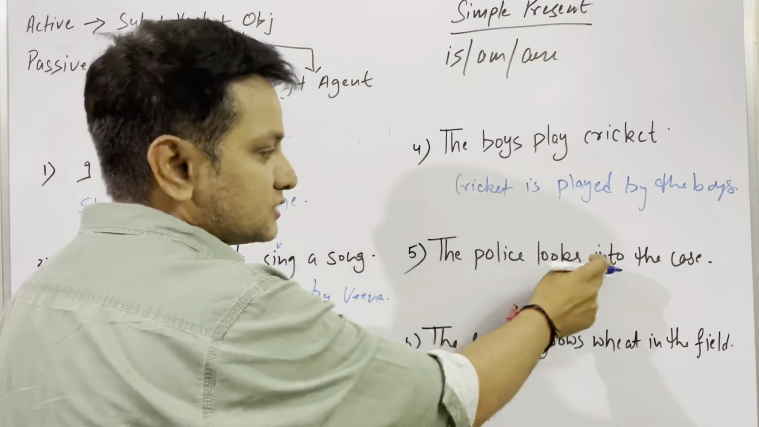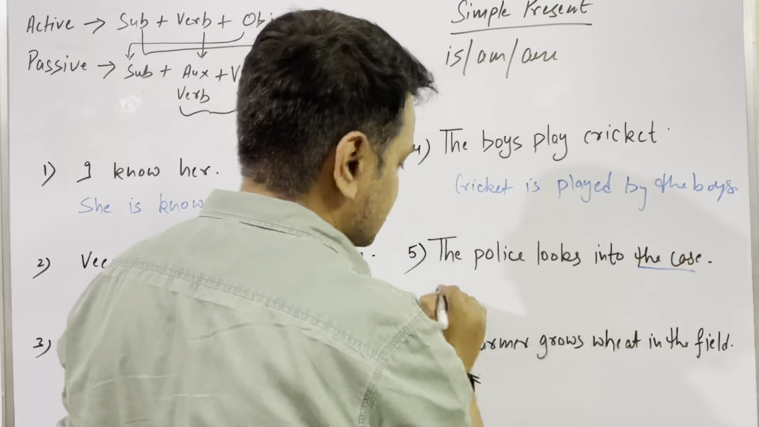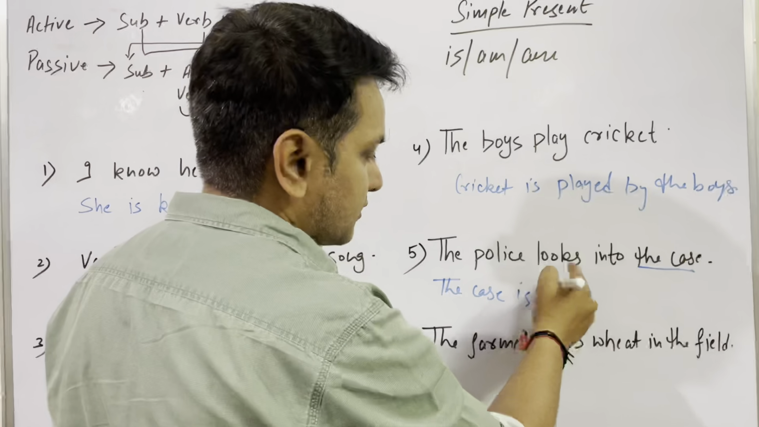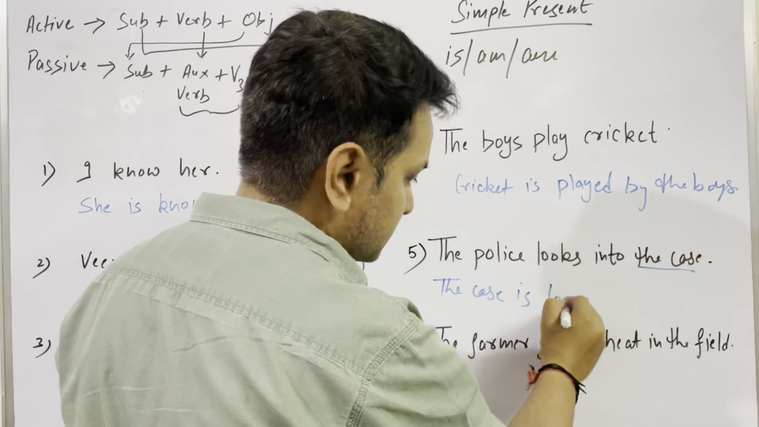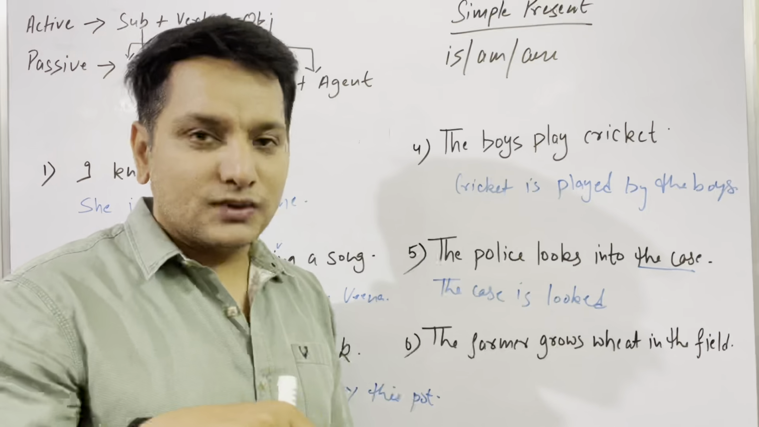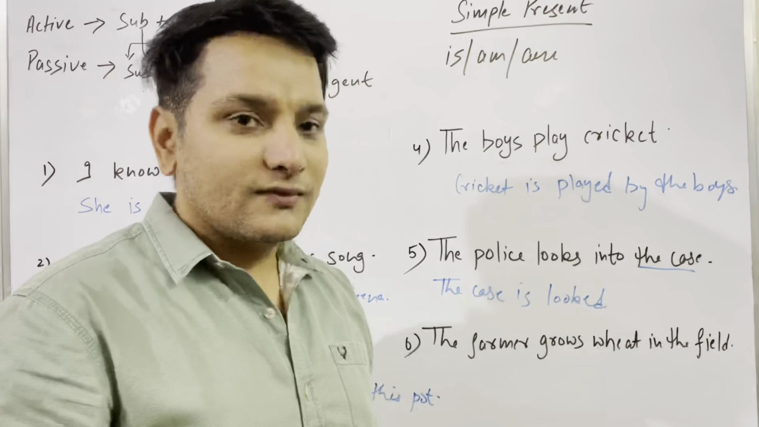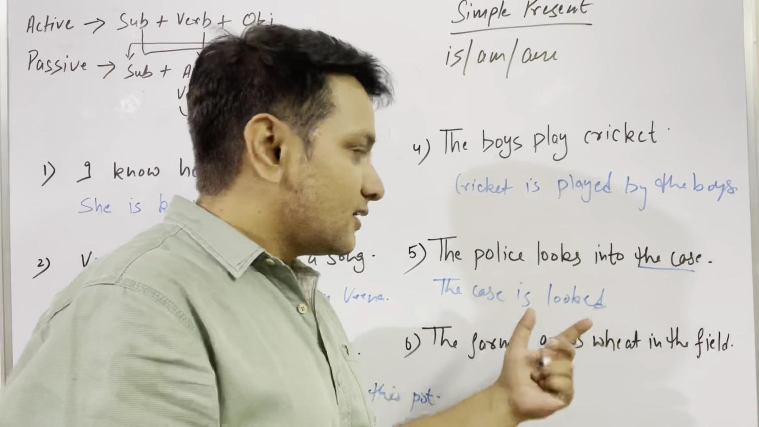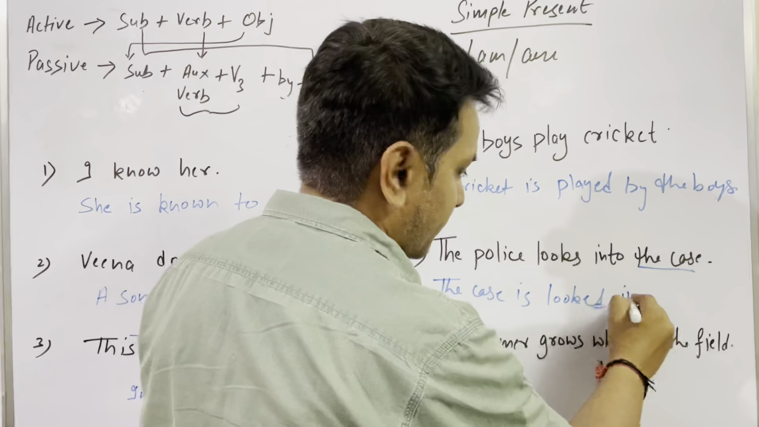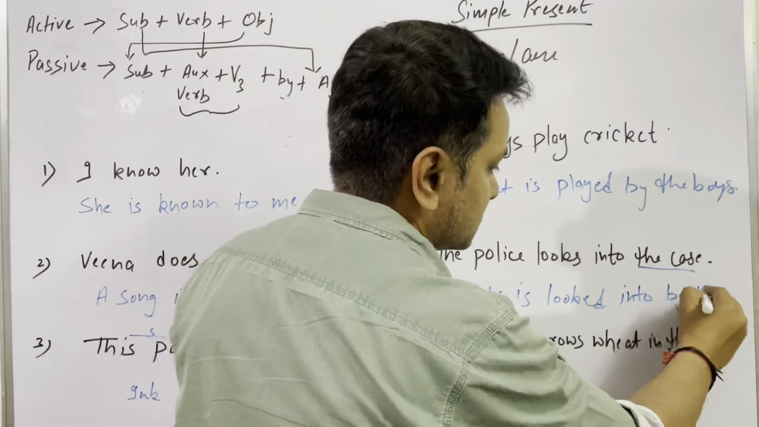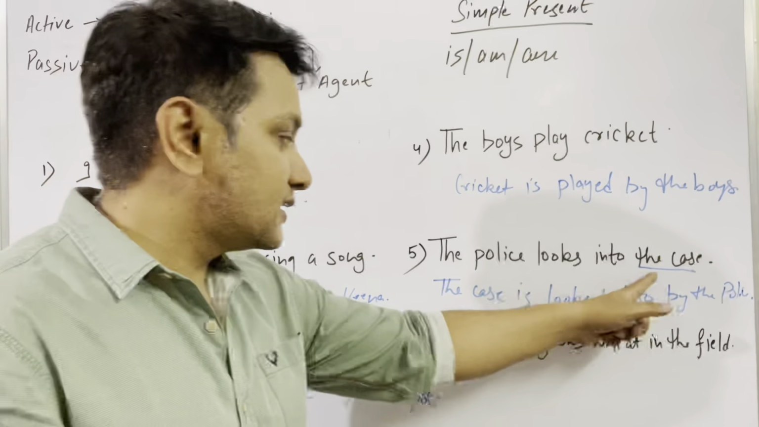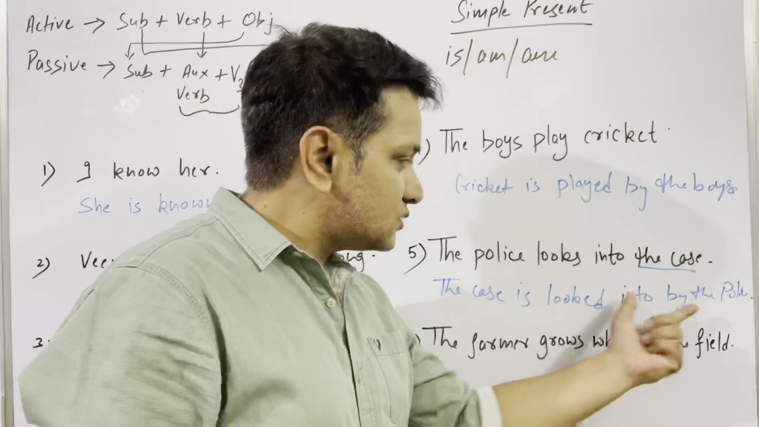The police looks into the case. The case is a singular one. The case is looked. Looks will be converted into looked. V3. Now looks into is actually a phrasal form, right? So it will be converted into the case is looked into. Then we have by the police. Right? This is how we do it. The case is looked into by the police.